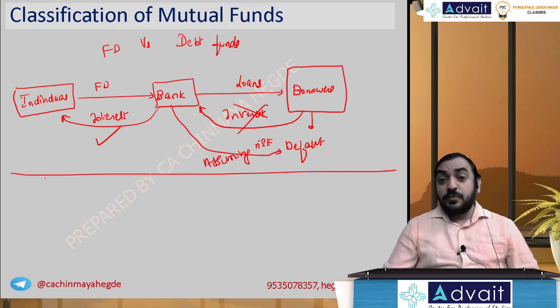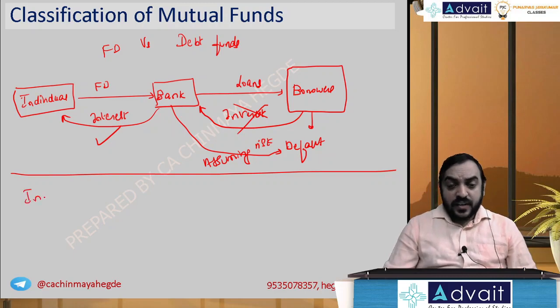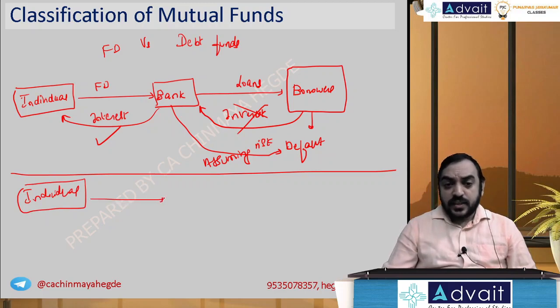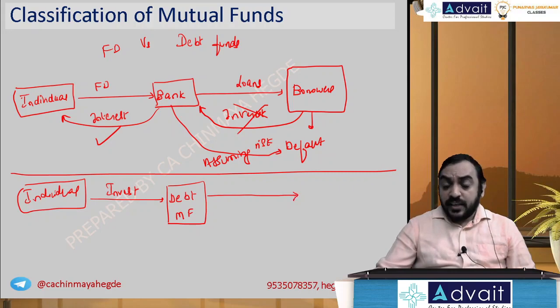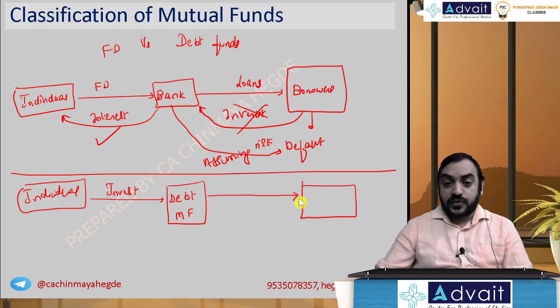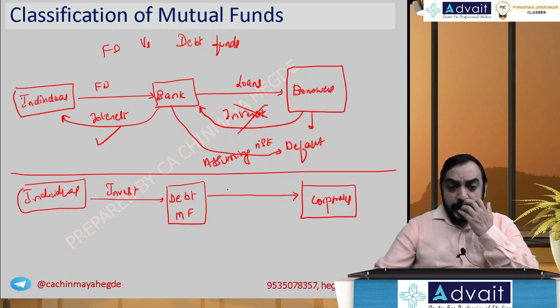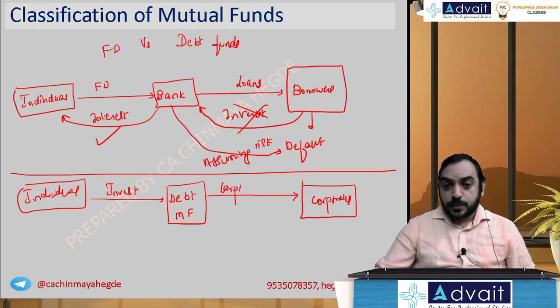Then what is this debt mutual fund? How does it cover? We have an individual investor who invests in a debt mutual fund. That's what they invest in. It means they will buy units of debt mutual funds. Now, debt mutual funds will invest with whom? They will invest in corporates. For example, I showed you corporate bonds just now. They'll give the money to corporates. Basically, they'll invest in corporate bonds.